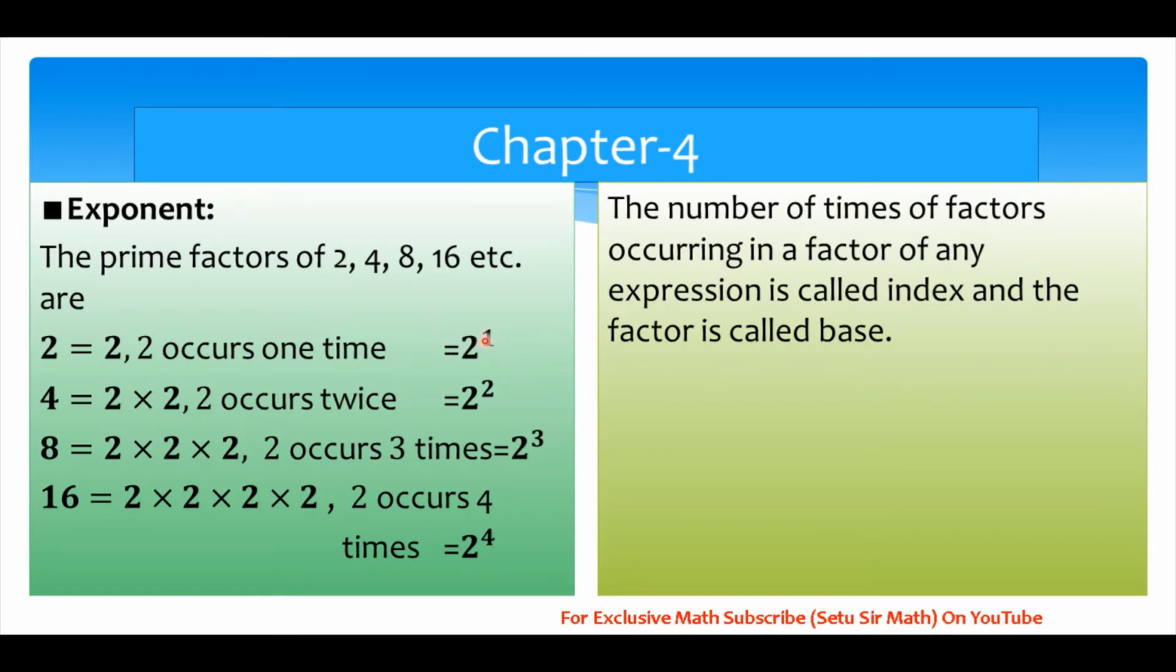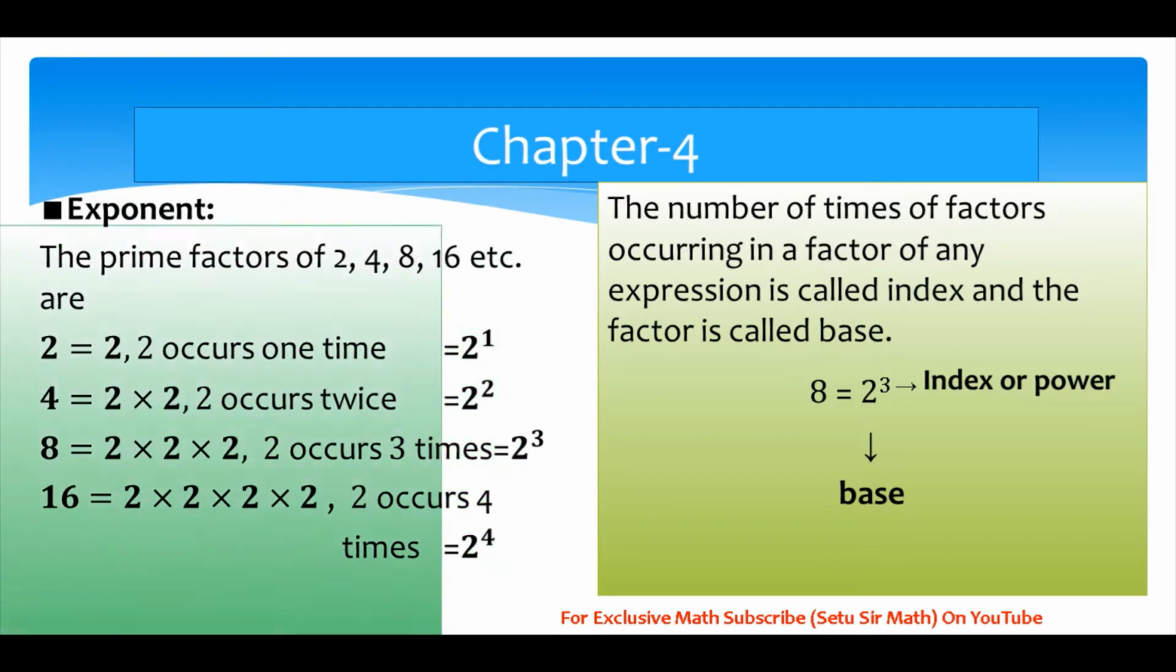You can see 2 to the power 1, that means 1 is the index. In here 2 to the power 2, that means 2 is the index. 2 to the power 3, that means 3 is the index. 2 to the power 4, that means 4 is the index, and 2 is the base. In here the factor is 2, 2, 2, 2, so 2 is the base. Okay, so you can see an example: 8 equals to 2 to the power cube. You can see 3 is the index or power and 2 is the base.